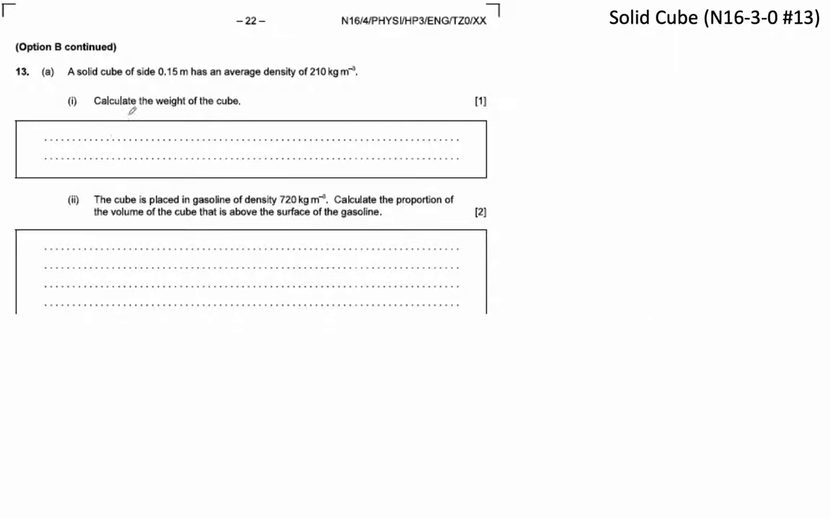All right. A solid cube of side 0.15 is an average density of 210. Calculate the weight of the cube. Okay, remember that weight is the force of gravity, right? So it's m times g. M is just density times volume, right? So it's rho V g. You should be good to go, right?